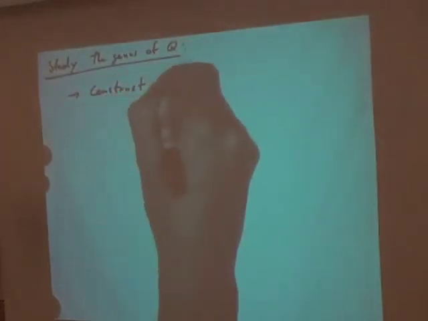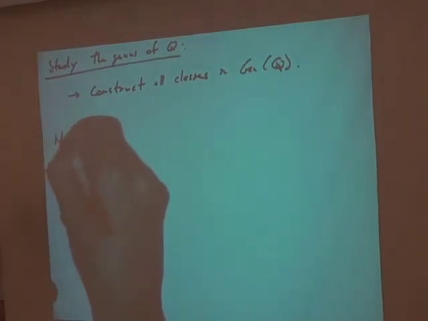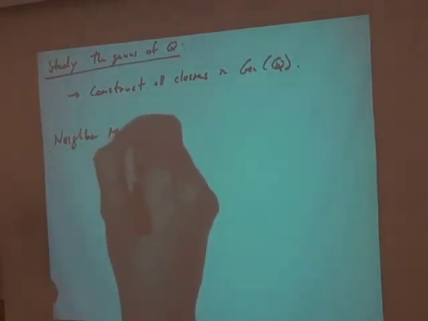So what you'd like to be able to do is to study the genus of Q. And in particular, you'd like to construct all classes in the genus of Q. So for binary quadratic forms, you can do this just by the inequalities we've written down already. But in general, it's kind of hard. And so there's this method called the neighbor method, which I'm just going to say how you do it, but I'm not going to really prove anything about it.